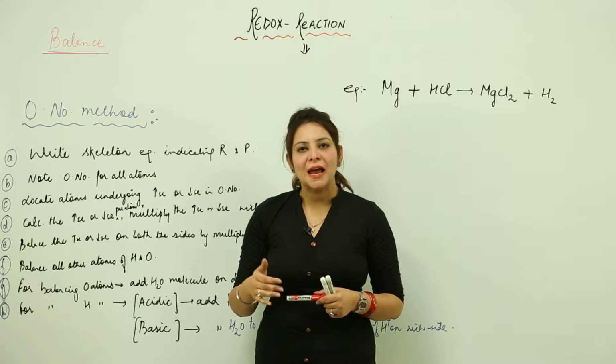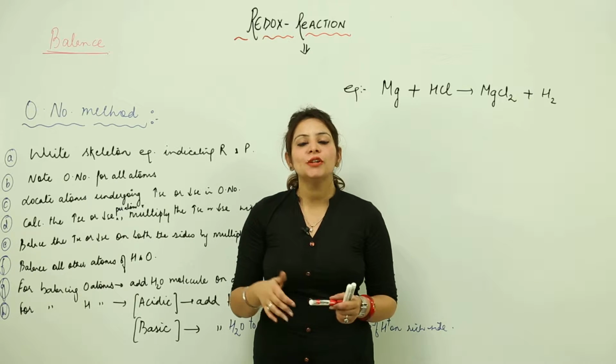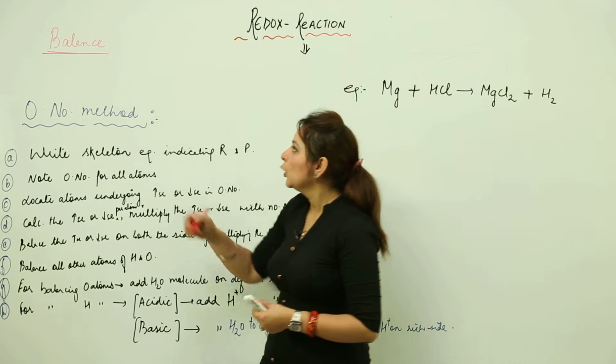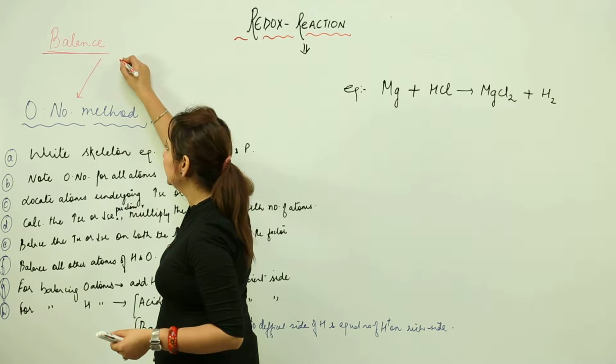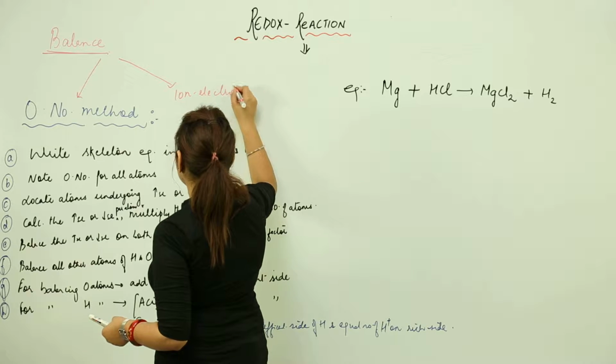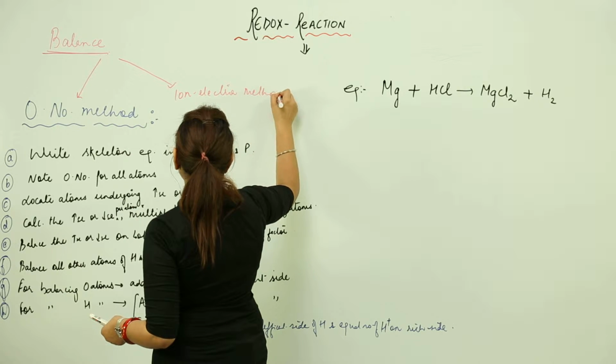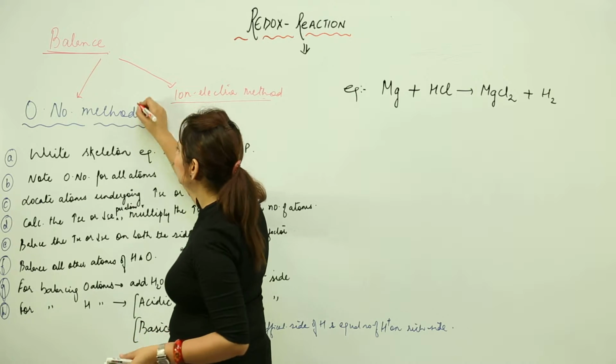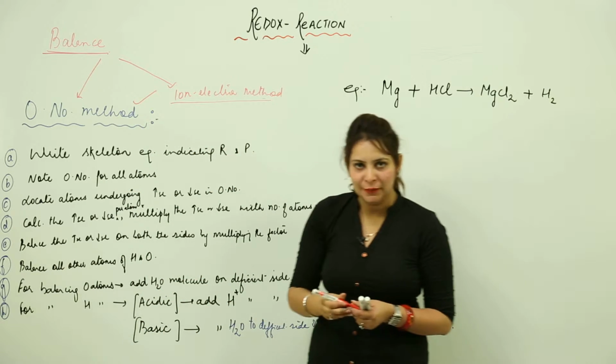Now we are going to balance the ionic equations, and for that we have two methods. One is the oxidation number method and the second is the ion electron method. We will be taking the ion electron method afterwards. So now we are starting with the first method, that is the oxidation number method.